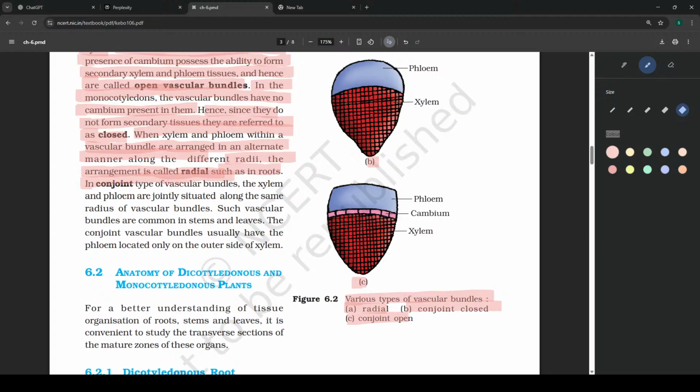In conjoint type of vascular bundles, the xylem and phloem are jointly situated along the same radius of the vascular bundles. Such vascular bundles are common in stems and leaves. The conjoint vascular bundles usually have the phloem located only on the outer side of the xylem. Okay, so different radii, alternate arrangement is radial arrangement seen in roots, or conjoint, same radii, same level joined together is called conjoint, and it is seen in stems and leaves. It can be open or closed.